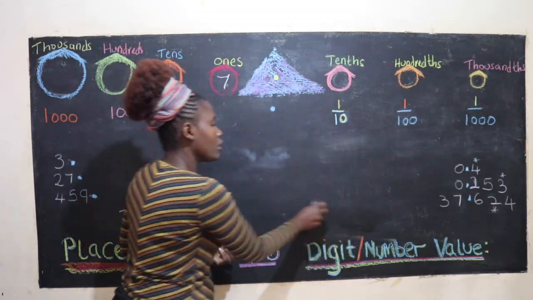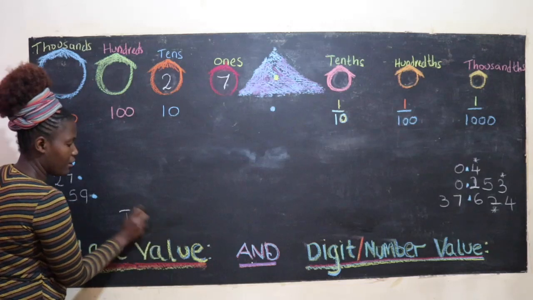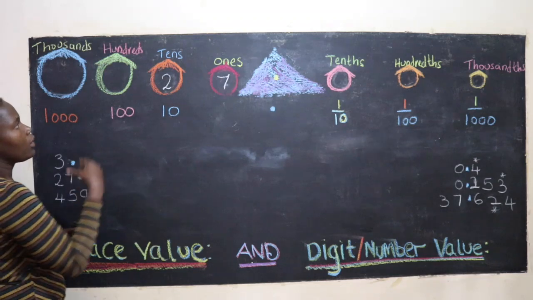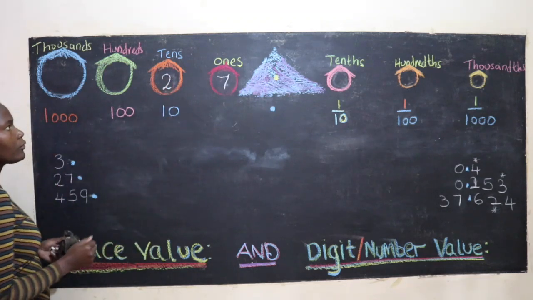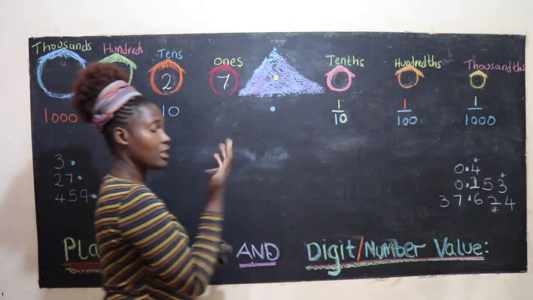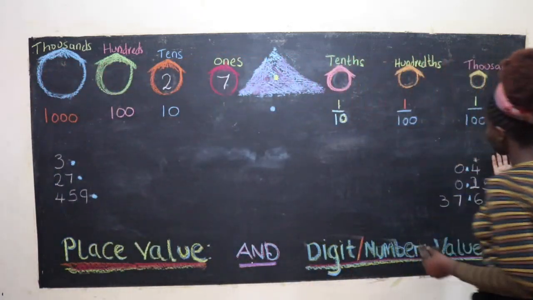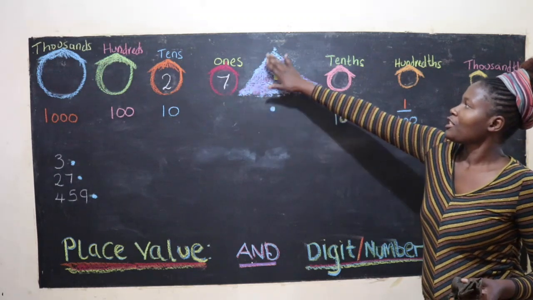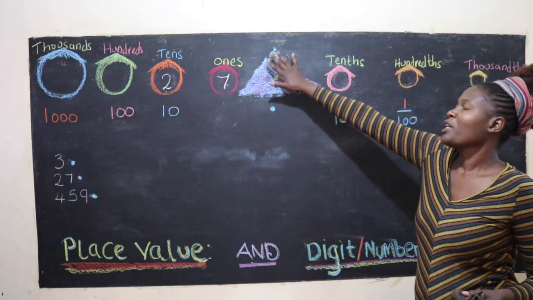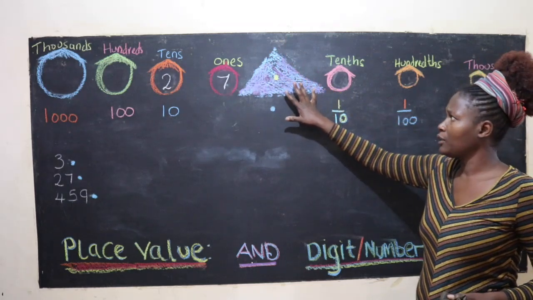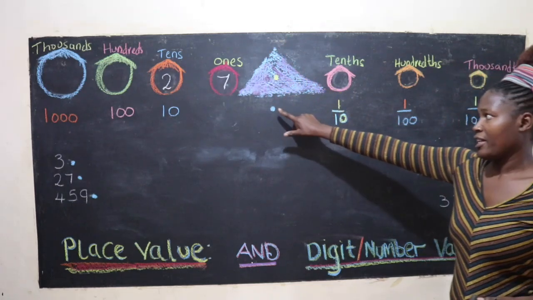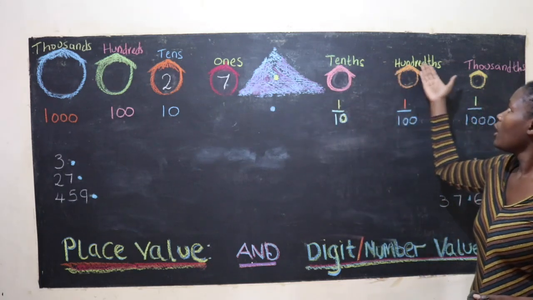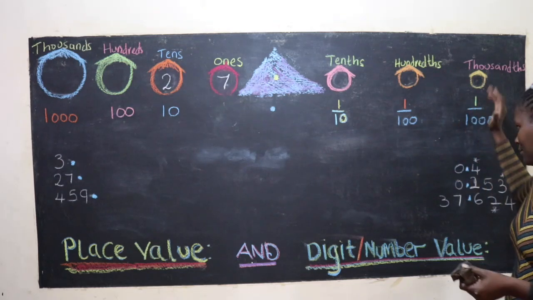So value, number value helps us to know the total of a digit. So let's come to this other side. We find that with the introduction of this decimal, which I am visualizing as a mighty mountain, we're going to have numbers that have decimals.